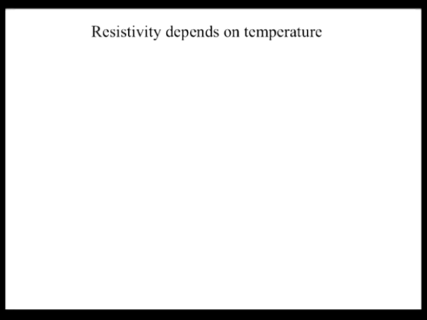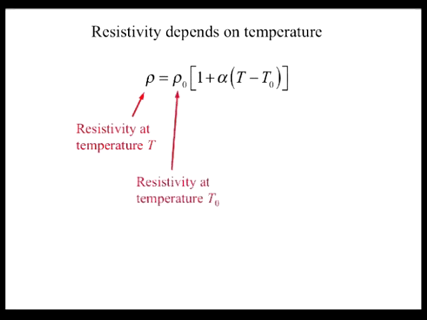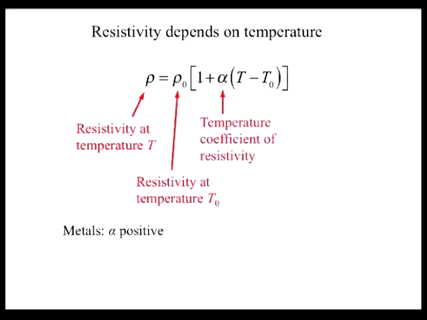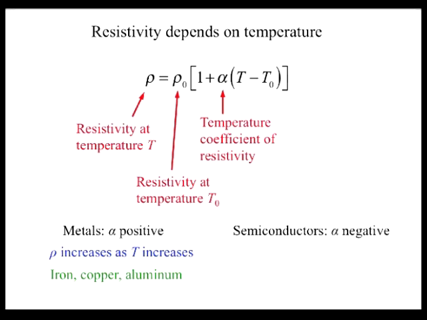For most materials, the resistivity changes with temperature according to rho equals rho 0 times 1 plus alpha times T minus T0. Where rho is the resistivity at temperature T, rho 0 is the resistivity at temperature T0, and alpha is called the temperature coefficient of resistivity. For metals, alpha is positive, and the resistivity increases linearly with increasing temperature. Such metals include iron, copper, and aluminum. For semiconductors, alpha is negative, and the resistivity decreases linearly with increasing temperature. Examples of semiconductors that behave in this manner are carbon, silicon, and germanium.